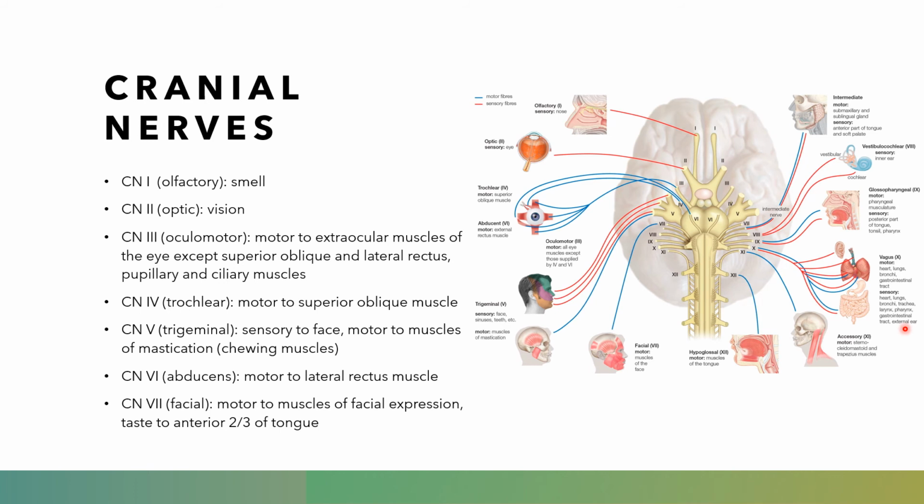Cranial nerve 6 is the abducens, and it's the motor to the lateral rectus muscle. So your abducens, because the lateral rectus muscle abducts the eye. Cranial nerve 7 is the facial nerve, and the facial nerve is a major nerve which provides motor to the muscles of facial expression. That's why you can smile and frown. And it provides the sensation of taste to the anterior 2/3 of the tongue. So this also helps you taste your food.